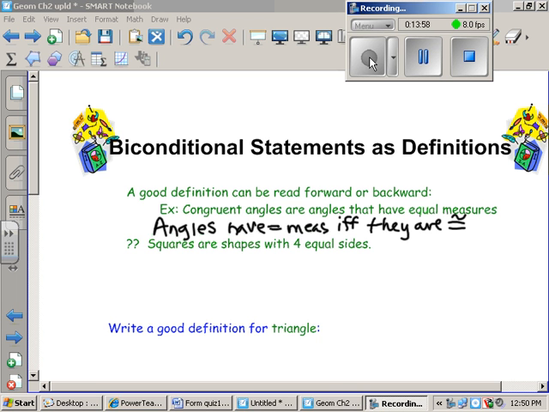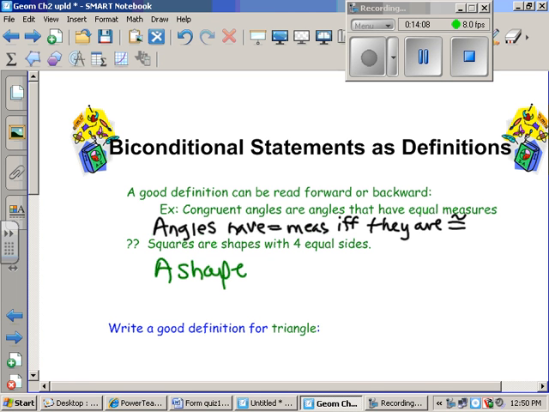I think I would do it the other way. A shape is a square, because we're not proving that the square is a shape. We're proving that the shape is a square, right? See what I mean? So a shape is a square if and only if it has 4 equal sides. Okay, so let's test it. If a shape is a square, then it has 4 equal sides. True? Yep. How about if it has 4 equal sides, then it's a square?